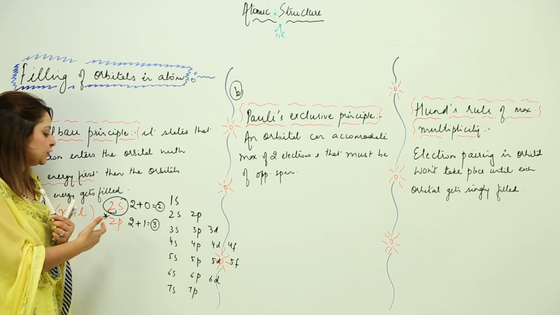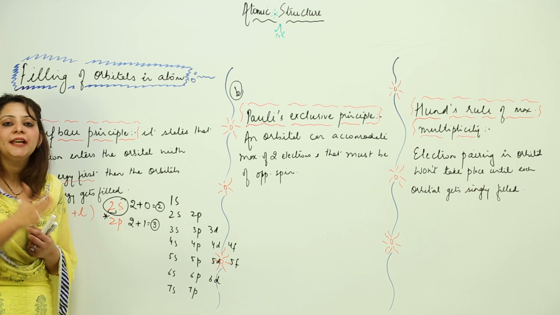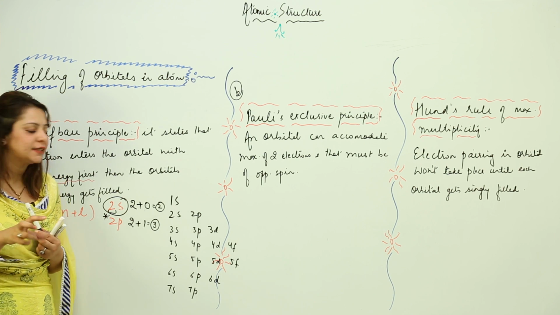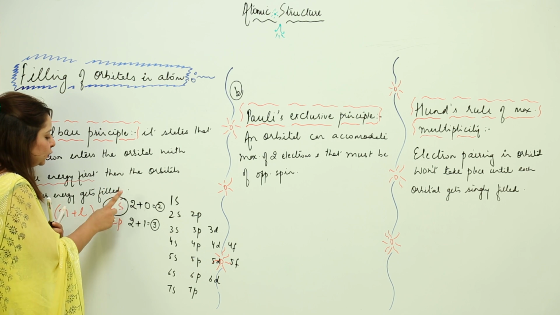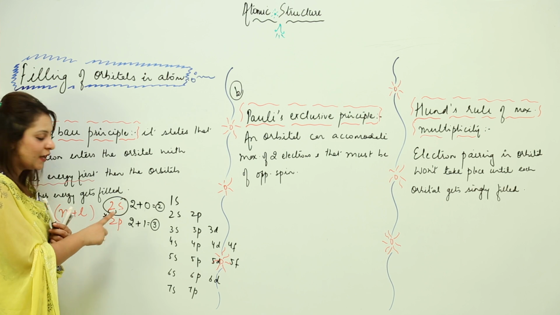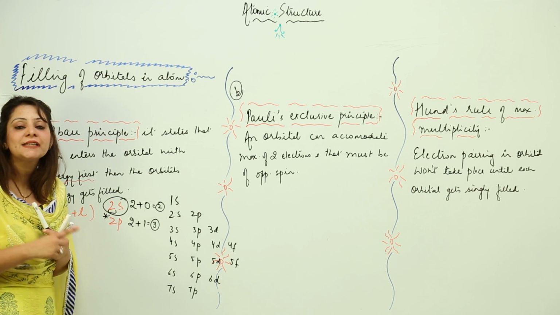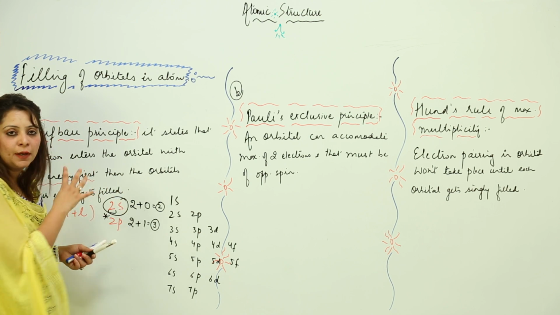So when we fill the orbitals, we are going to use the procedure in which the electron will enter the orbital with the lower energy first. That means the electron will enter 2s first, and after filling 2s, it will enter 2p, because 2p possesses higher energy. So this is how you compare.